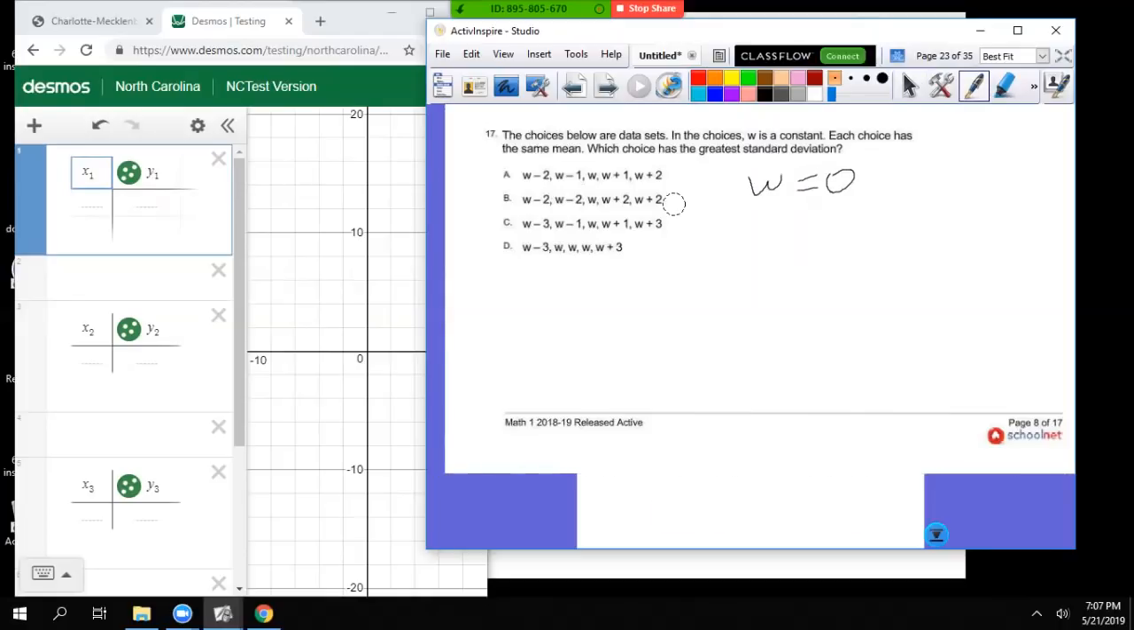Okay, so now thinking in those terms, I want to go ahead and add or subtract each of these terms.